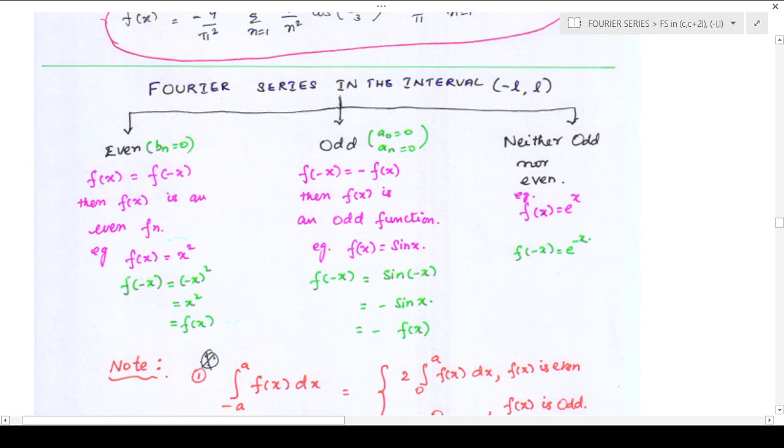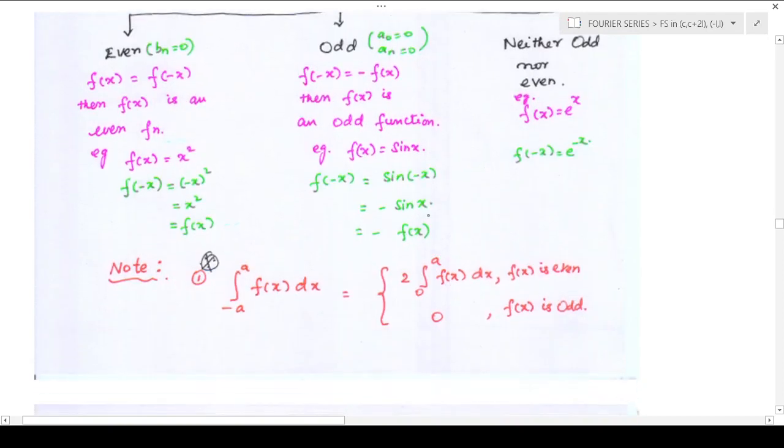See here, you take f of x equal to e power x, children. F of minus x is e power minus x. So it is neither odd nor even, children. Here, in this, we will be coming across this definite integral property. Integral minus a to plus a f of x dx will be twice 0 to a f of x dx if f of x is even. It will be 0 if f of x is odd. Using this only, we are going to see even and odd functions' Fourier series, right?